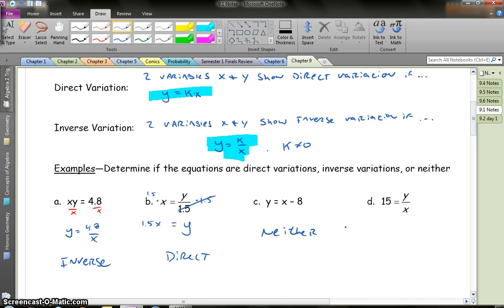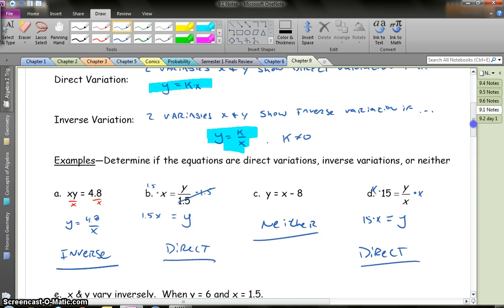Alright, over here, again, they tried to trick you. We got to get y alone before we can make our decision. So y equals 15 times x. Well, that's k times x, with k being 15. So that is also a direct variation. Alright, so that's being able to identify.